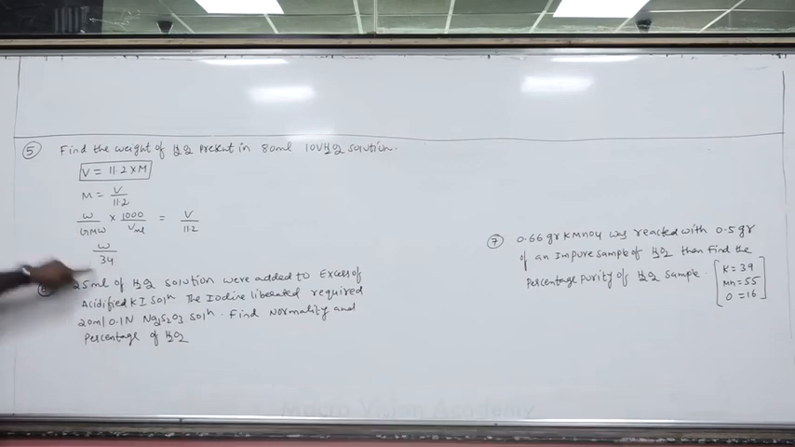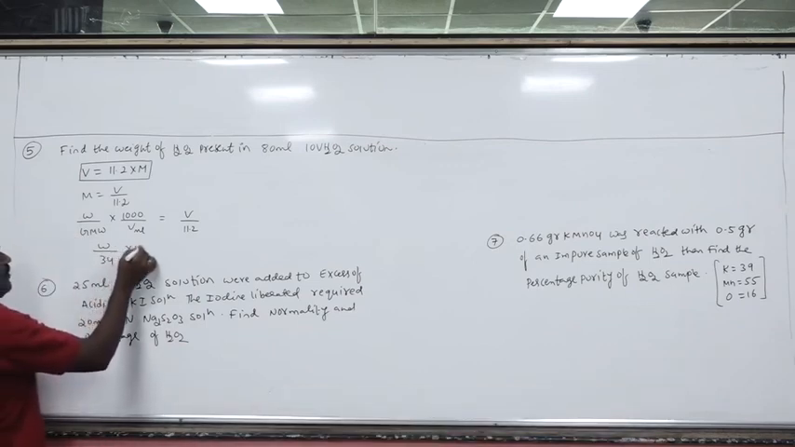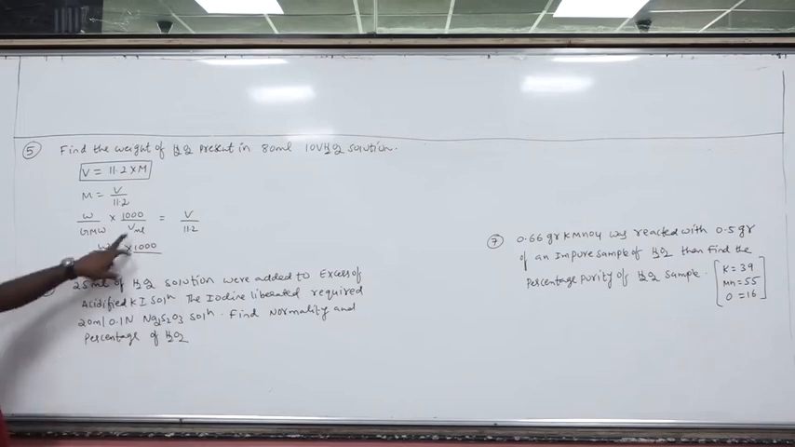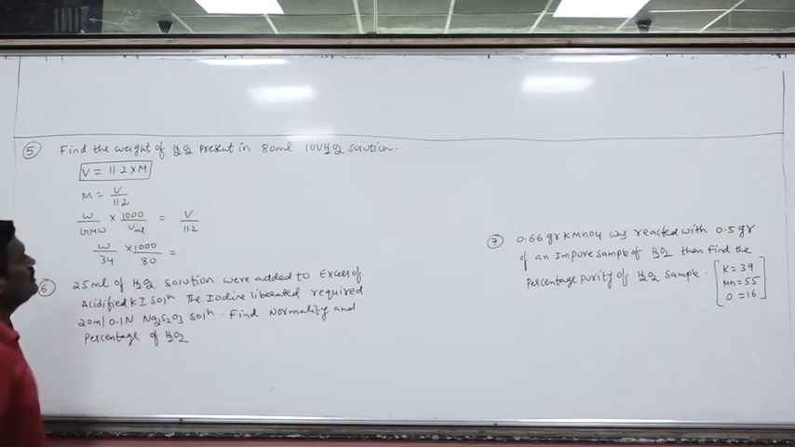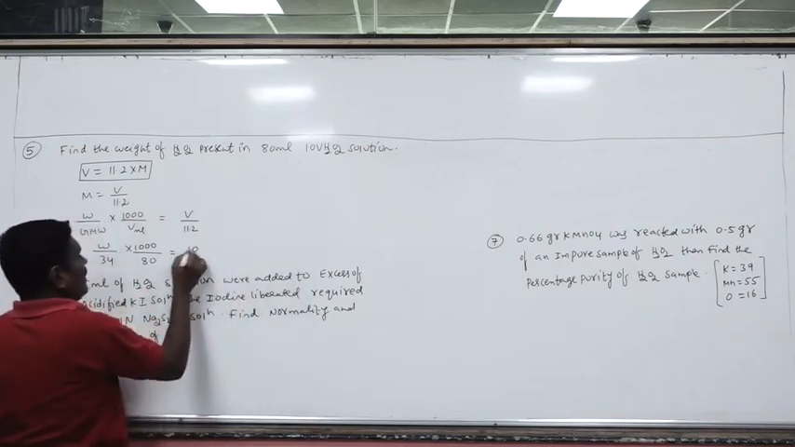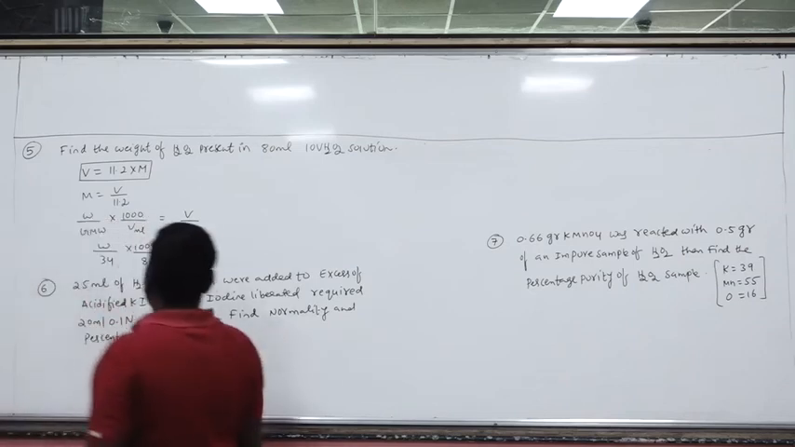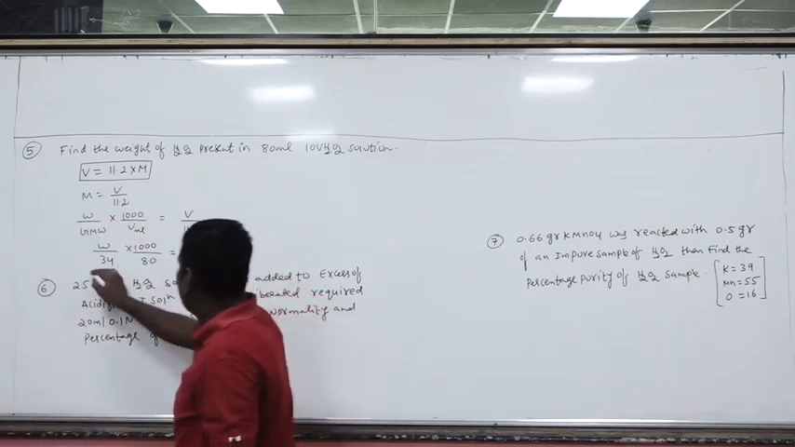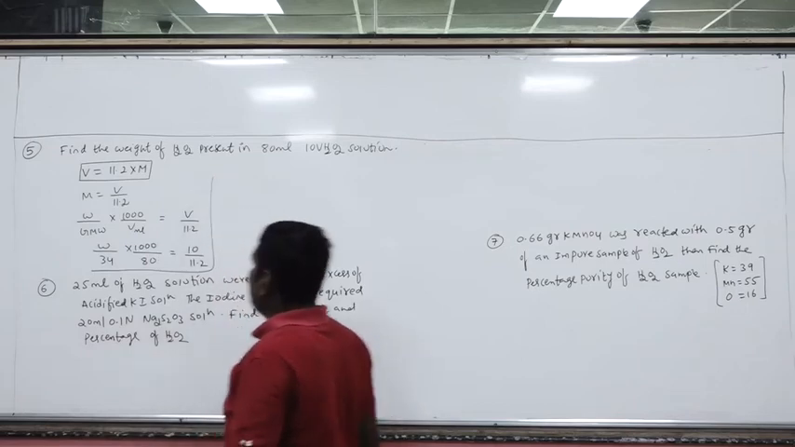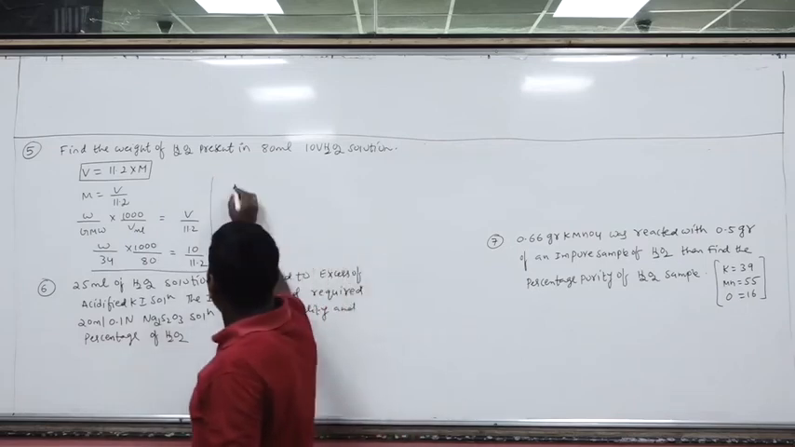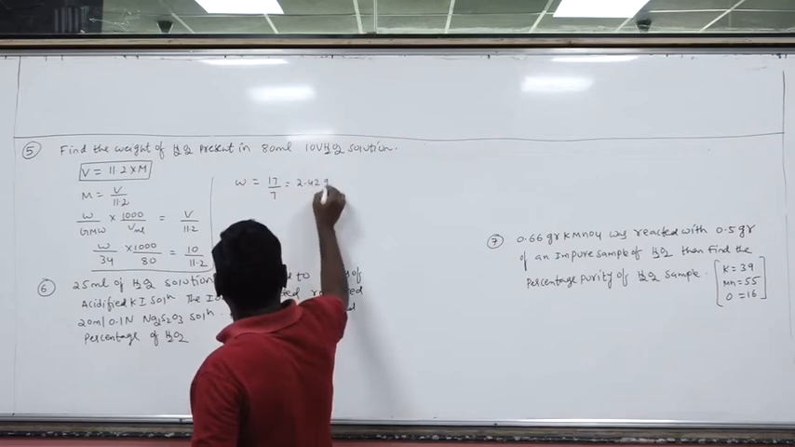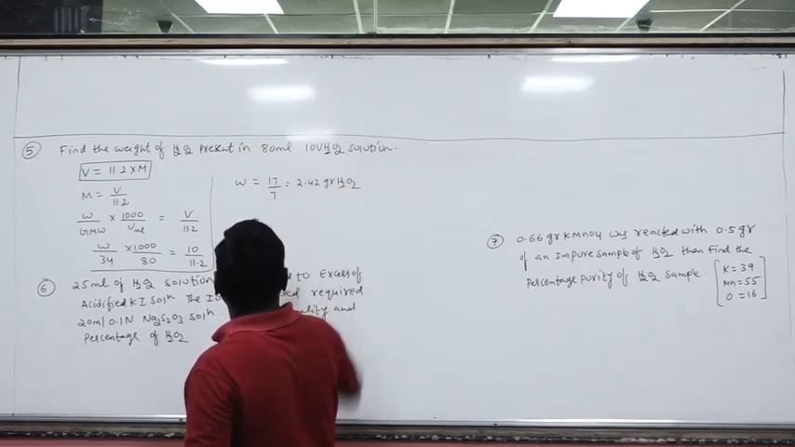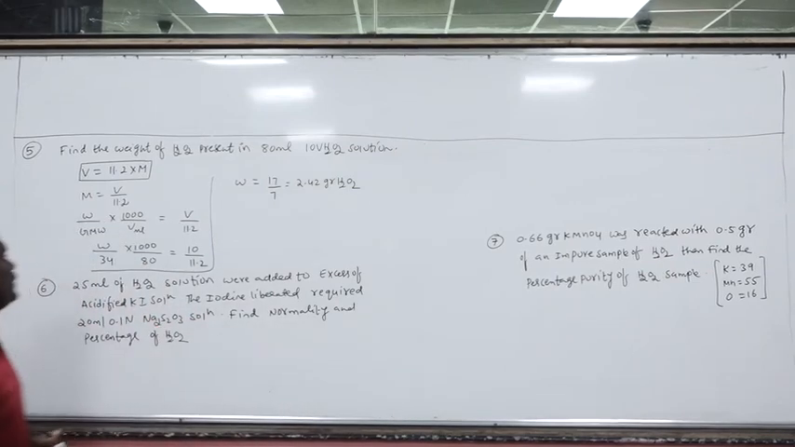Hydrogen peroxide, molar mass is 34, into 1000, divided by the volume of the solution given to you, 80 ml, is equal to the volume strength given to you, 10 volume strength, divided by 11.2. From this we can calculate the weight of the hydrogen peroxide, which is 17 by 7, approximately 2.42 grams of H2O2 present in the 80 ml of a 10 volume H2O2 solution.